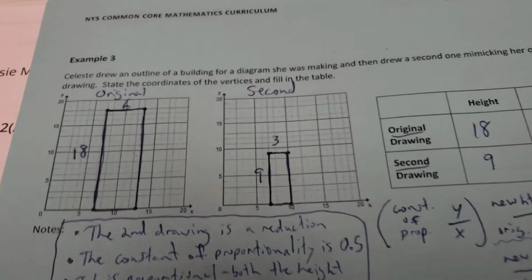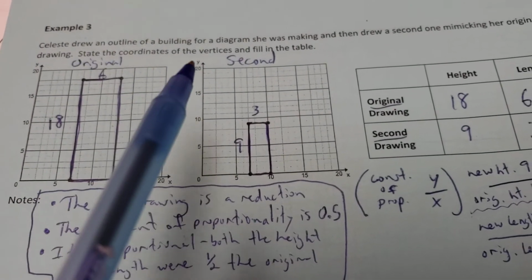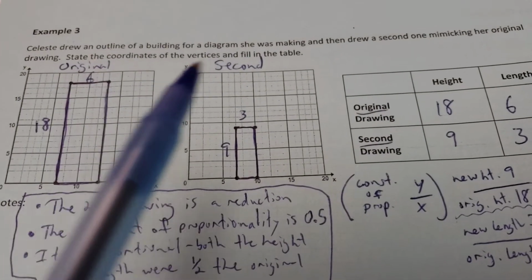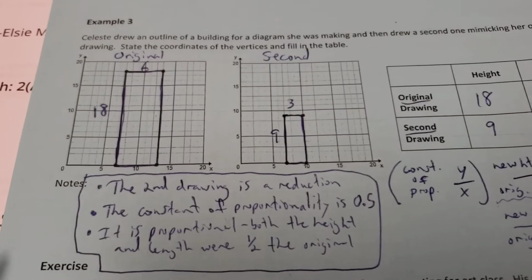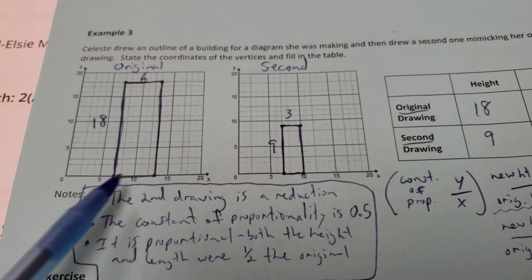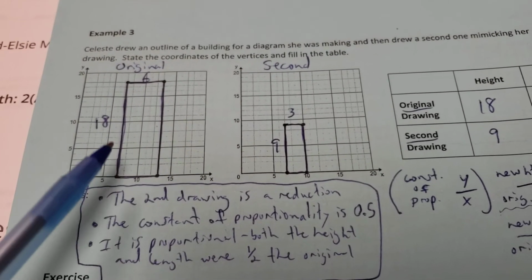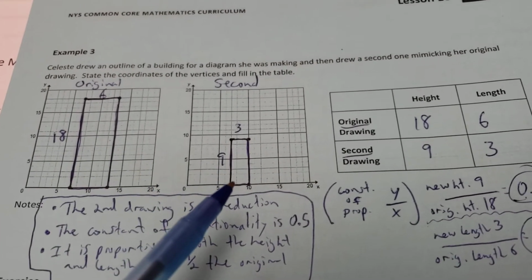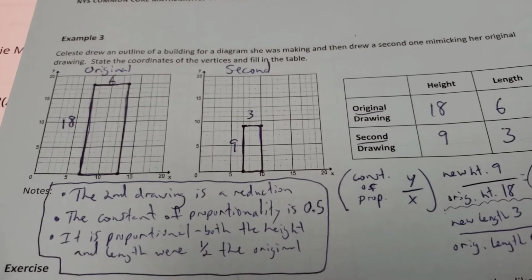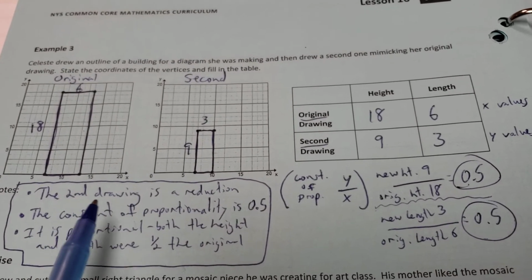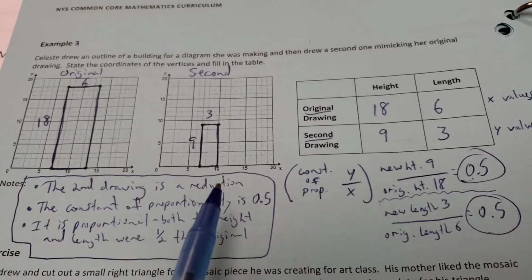Now here's kind of like some of our main concepts for the day then. It says that, for example 3, Celeste drew an outline of a building for a diagram she was making, and then drew a second one mimicking her original drawing. State the coordinates, vertices, and fill in the table. All right, our original drawing, it's pinpointed there, and I kind of redrew just to kind of highlight it a little bit more. It's 18 for the height, and the length of it, or width, whatever you want to refer to it as, is 6. And our second one is 9 and 3. So as we go from a larger to a smaller, we do know that that second drawing is a reduction. So we do know that because it's smaller.